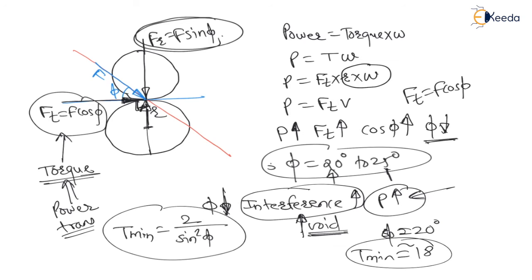Therefore, to avoid interference, we have to increase phi, and to increase power transmission, we have to decrease phi. Therefore we have settled on a compromise: practically phi is 20 degree to 25 degree. This range is possible. Therefore phi values are always between 20 to 25 degree.